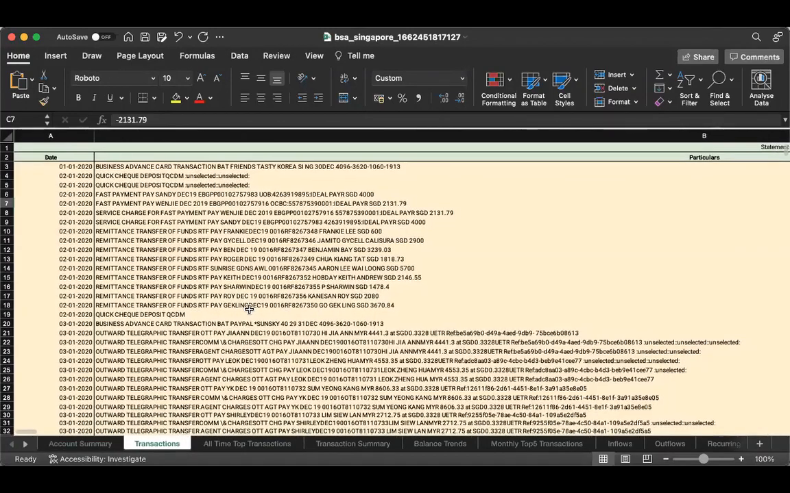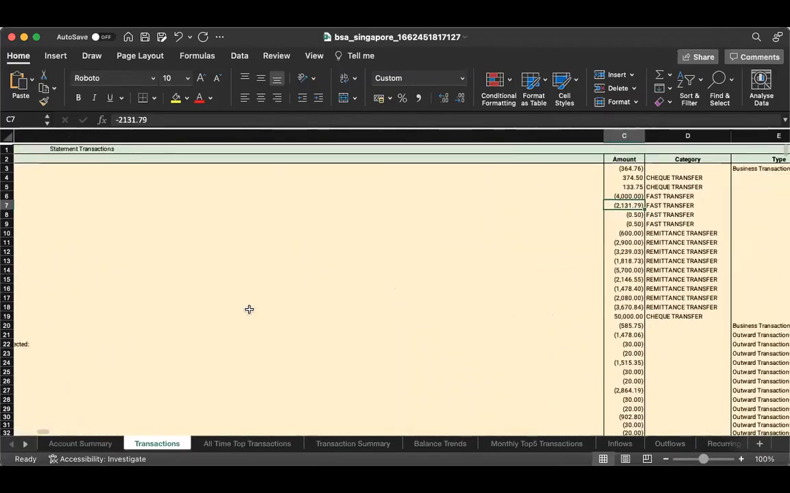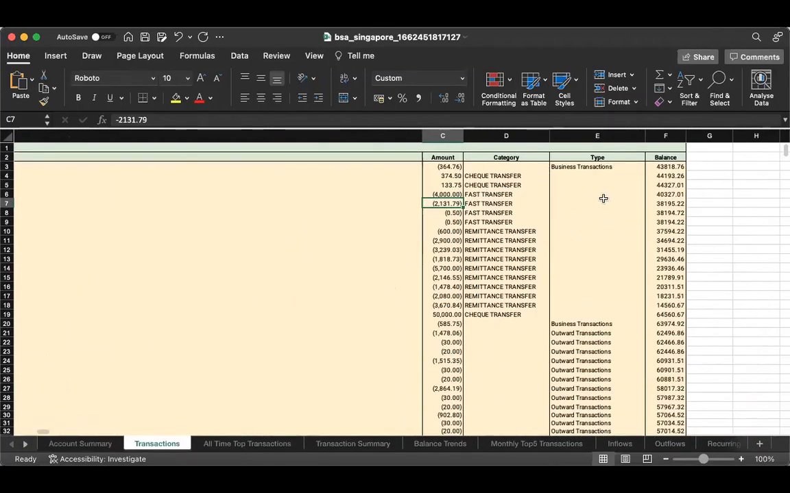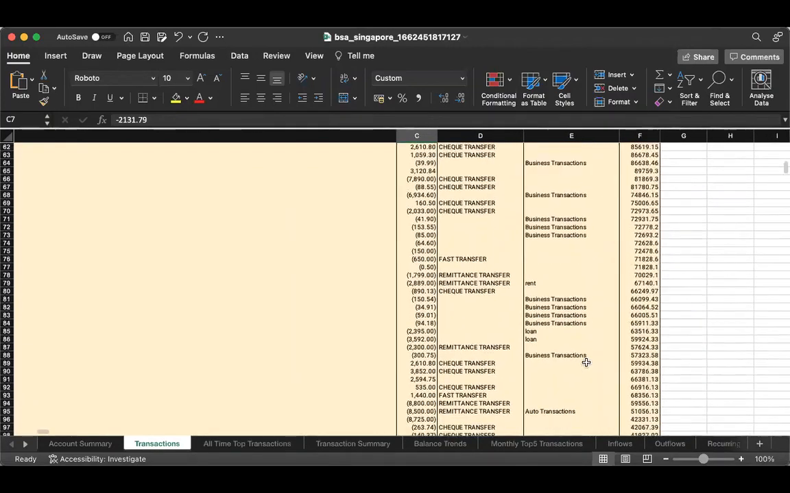Firstly, this is the whole transaction overview as it is, with all the date, particulars, amount, the category and type of transactions, and the balance. So this category and type of transactions is what is understood and created by us, whether it was a check transfer or a fast transaction or a remittance transfer, or it was an outward business transaction as well.